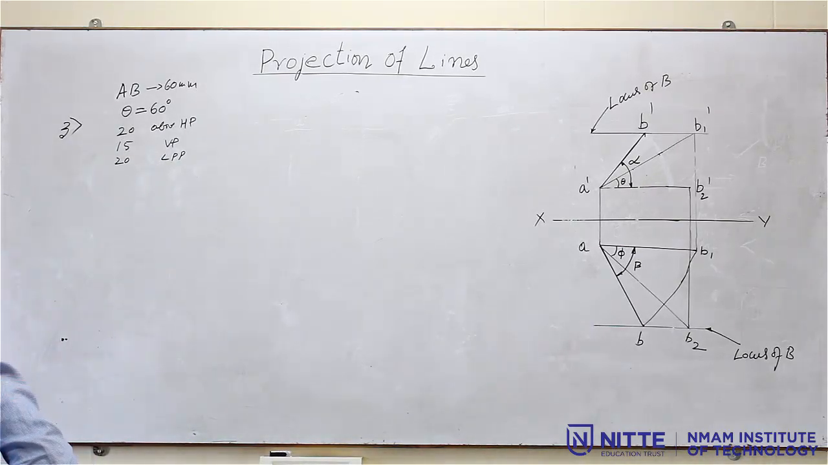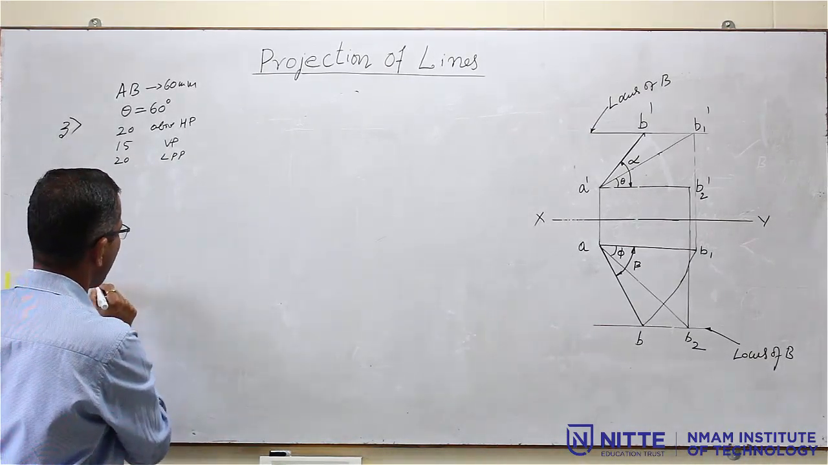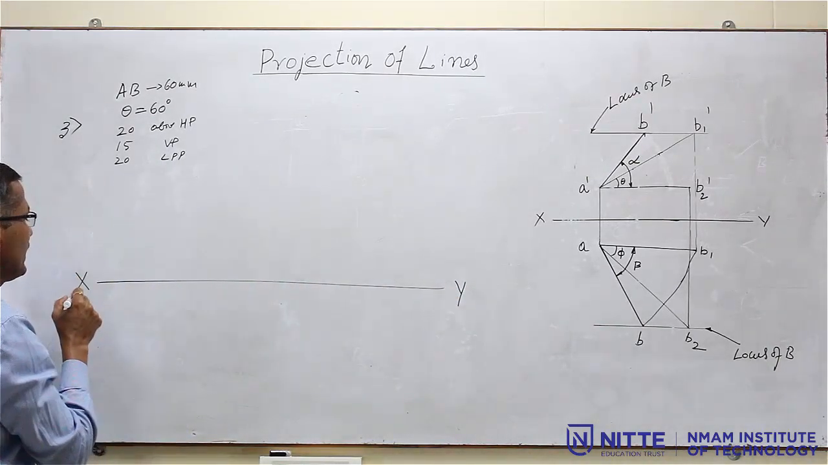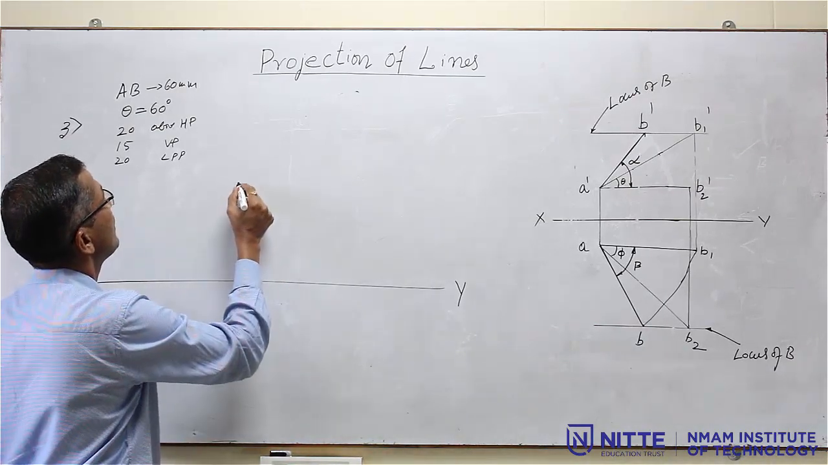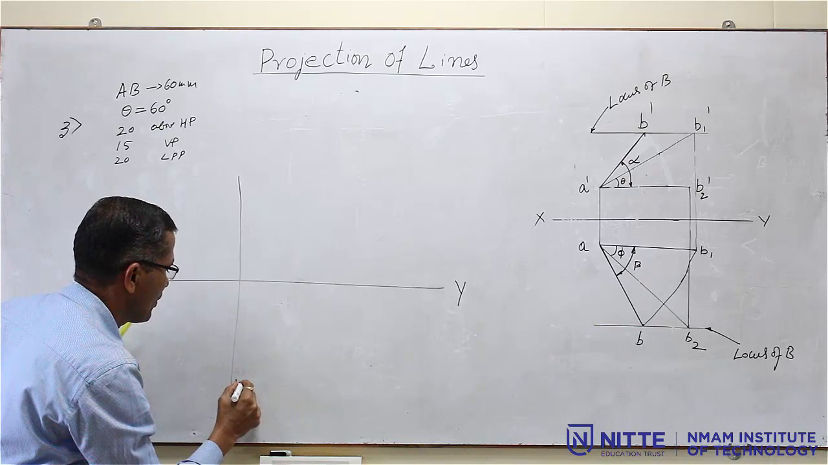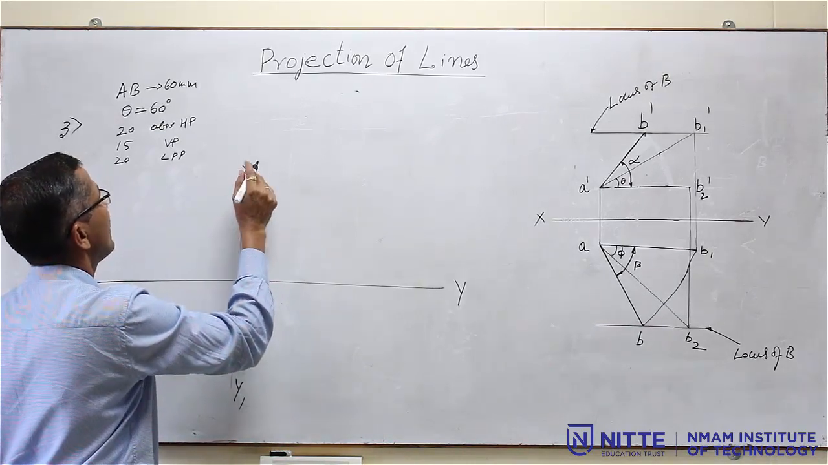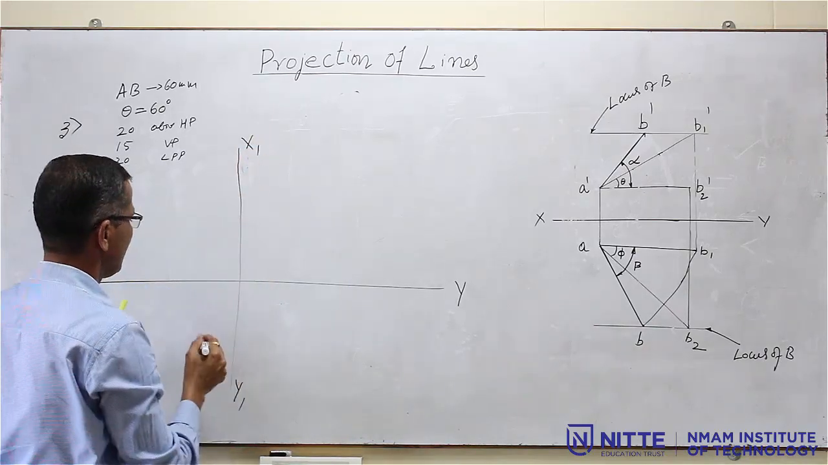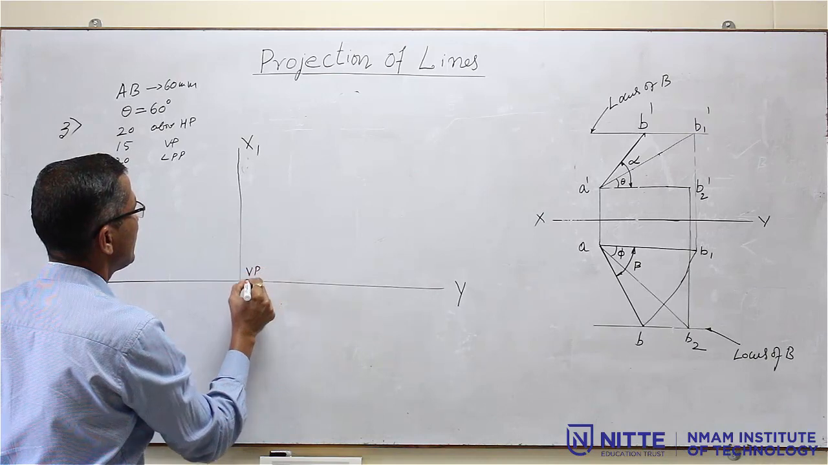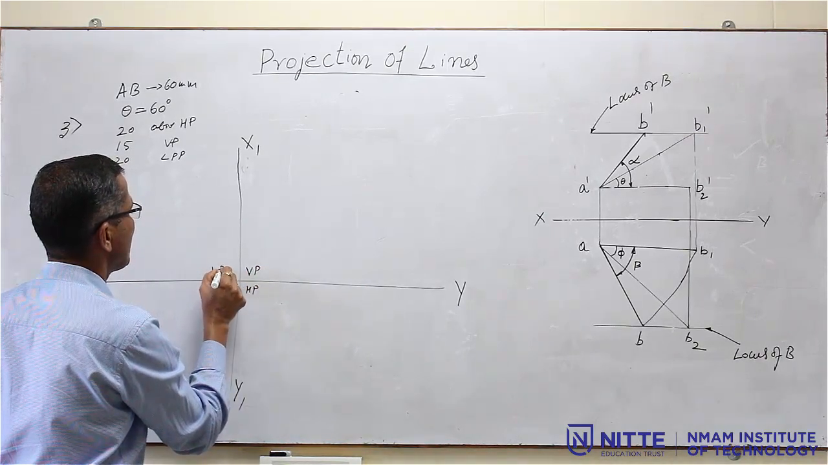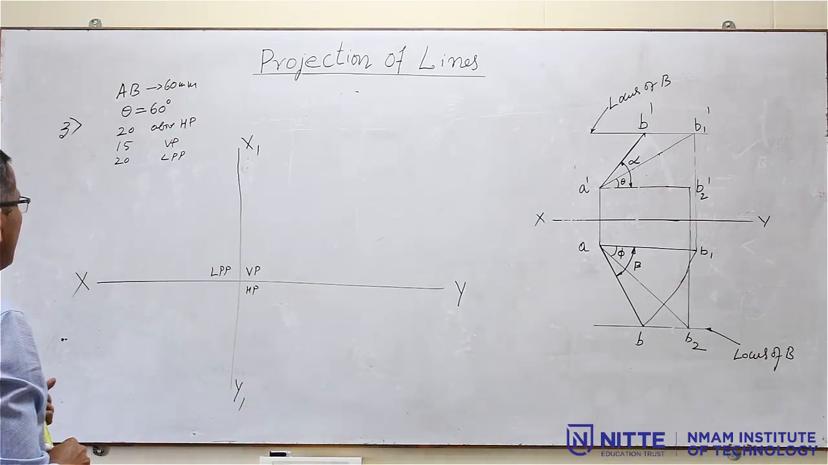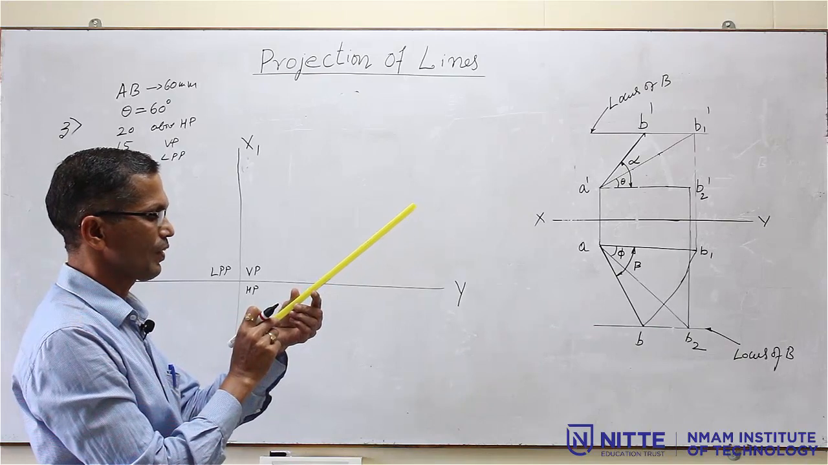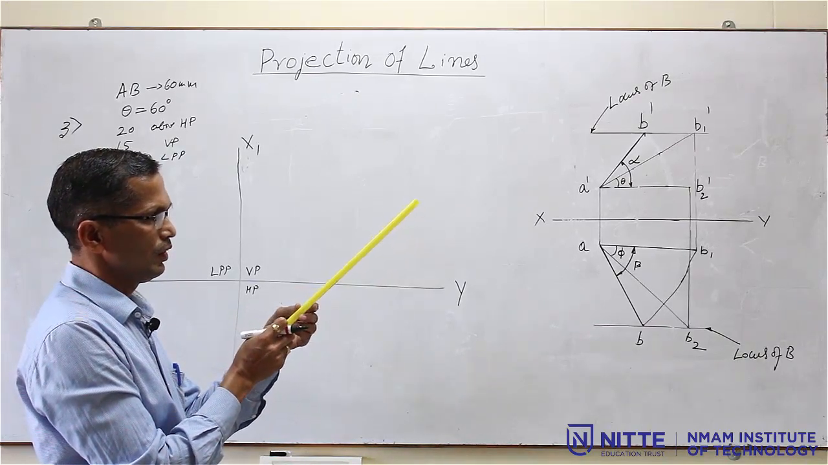So, once again here it is LPP, they have mentioned the left profile plane. First you draw the XY line, it is not a light line, it is a medium thick line. Then this is X1 Y1, once again a little darker, not very light. Now, this is VP, HP and LPP. The line is parallel to VP and inclined to HP like this.